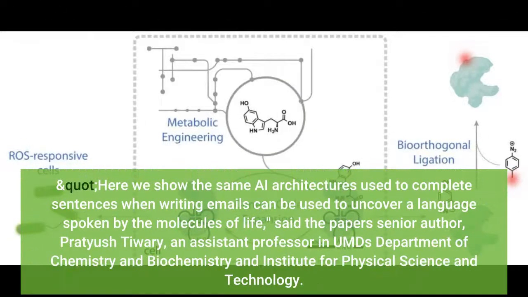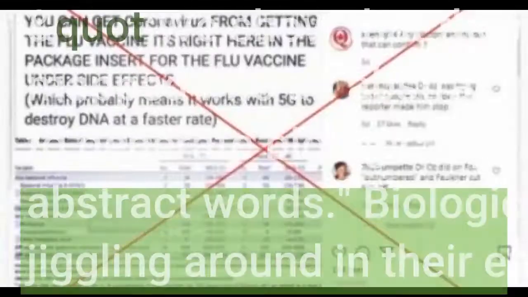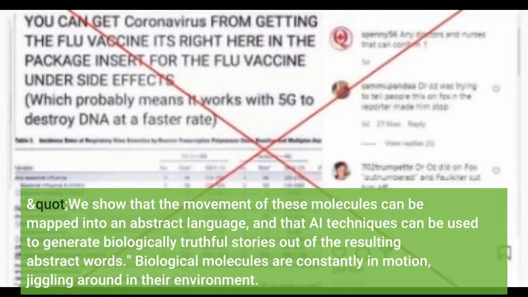"Here we show the same AI architectures used to complete sentences when writing emails can be used to uncover a language spoken by the molecules of life," said the paper's senior author, Pratyush Tiwary, an assistant professor in UMD's Department of Chemistry and Biochemistry and Institute for Physical Science and Technology. "We show that the movement of these molecules can be mapped into an abstract language, and that AI techniques can be used to generate biologically truthful stories out of the resulting abstract words."